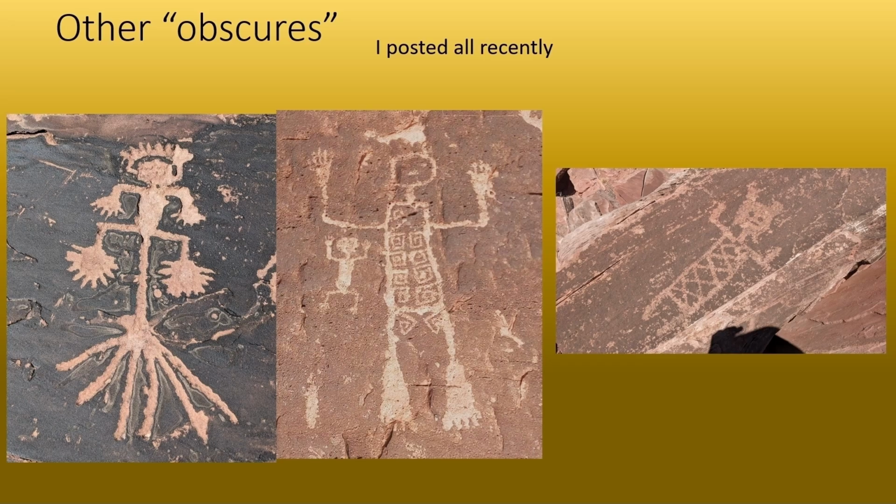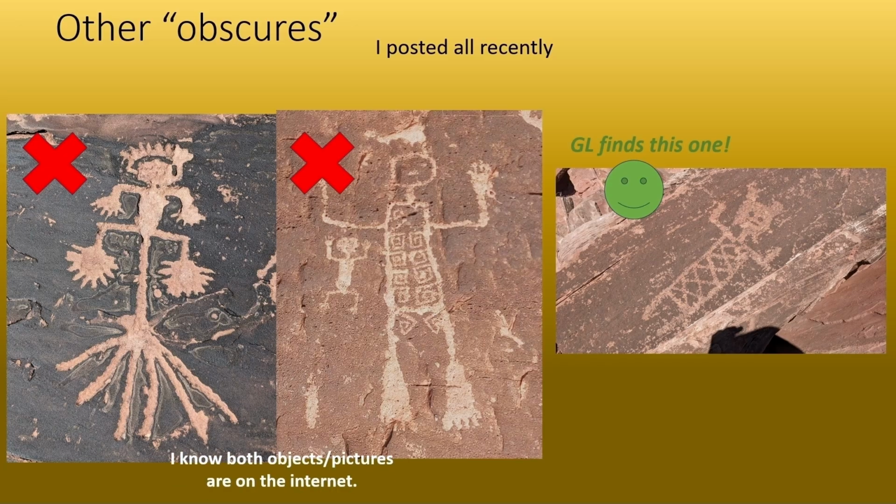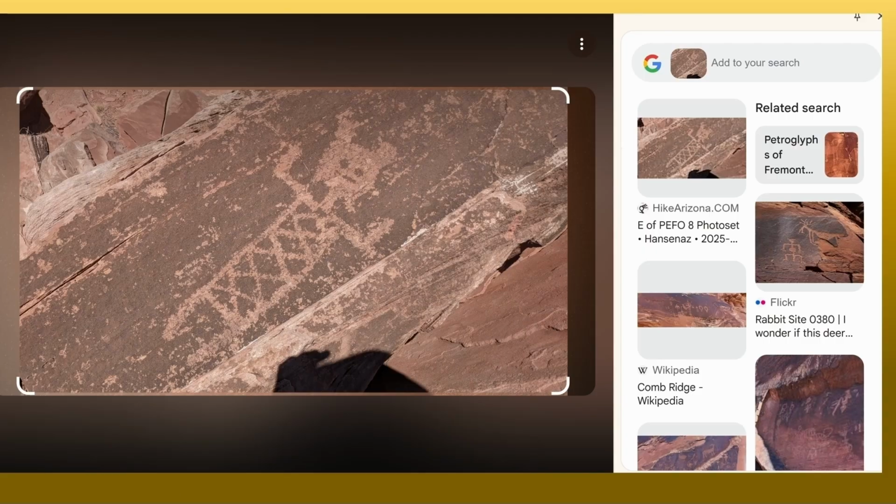Applying image search, we come up empty on the first two, but actually get a match on the third one. That surprised me because it's the most obscure. I know the other two are available to search engines because I posted them last year. And I know that at least the middle one has been posted by other people. I've seen it. Further, the match Google Lens finds to the third one is unexpected.